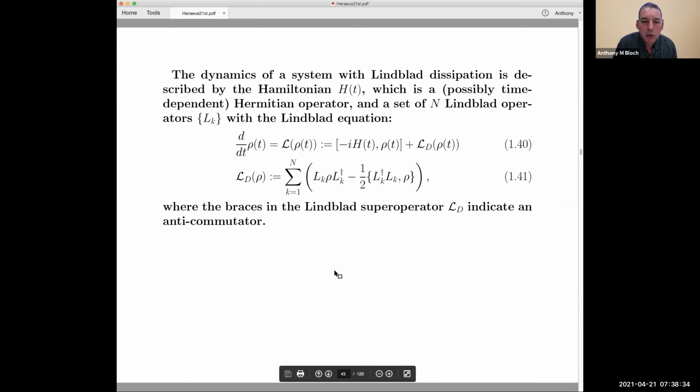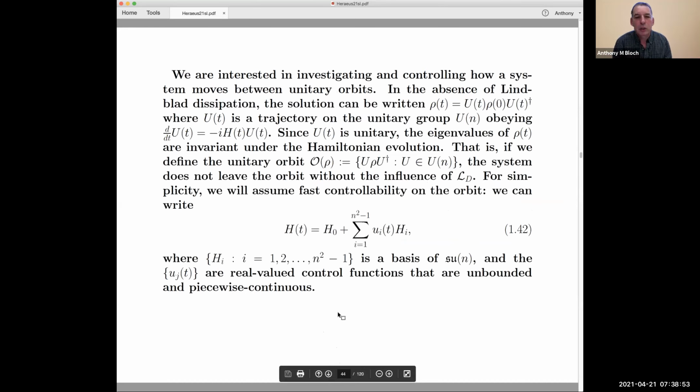So again, now we're going to look at the general setting. We have Lindblad dissipation described by the Hamiltonian H and a set of Lindblad operators. And now we're going to think of this again as an n-dimensional system. Again, of course, it is possible to think of the infinite setting. And we're interested in controlling and investigating how a system moves between unitary orbits. This, I think, is just helpful for understanding the geometry of what we just did very explicitly.